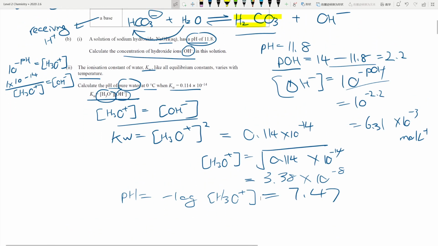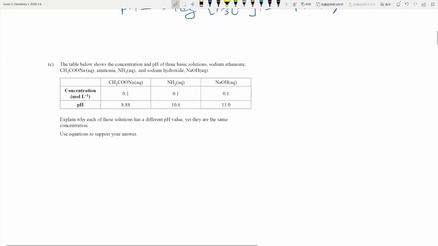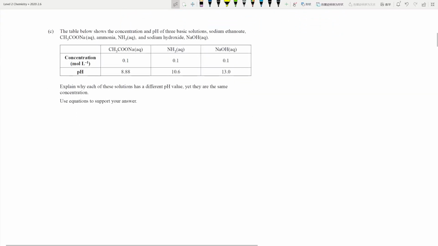So it just shows you that at 0 degrees water is not perfectly neutral because of the difference in the concentrations. All right, next one. C. The table below shows the concentration and pH of 3 basic solutions: sodium ethanoate, ammonia, and sodium hydroxide. Let's highlight them. So we have sodium ethanoate, ammonia, sodium hydroxide, and then their pH is given.